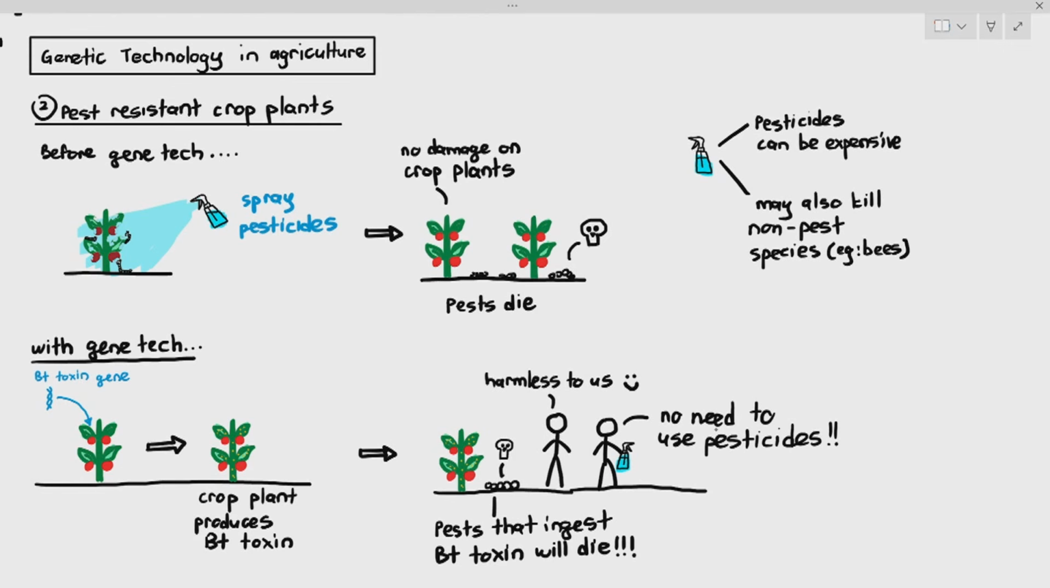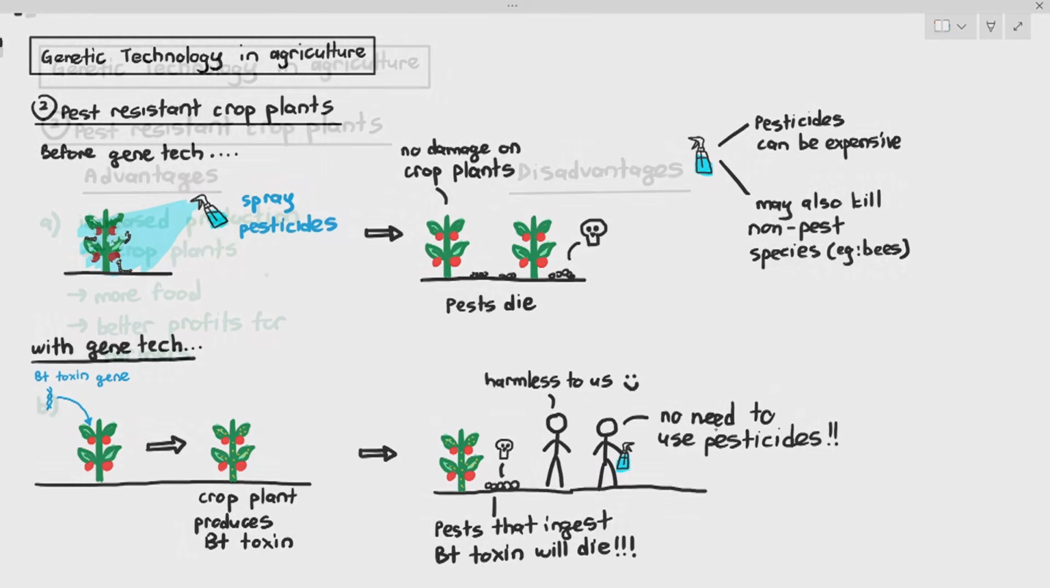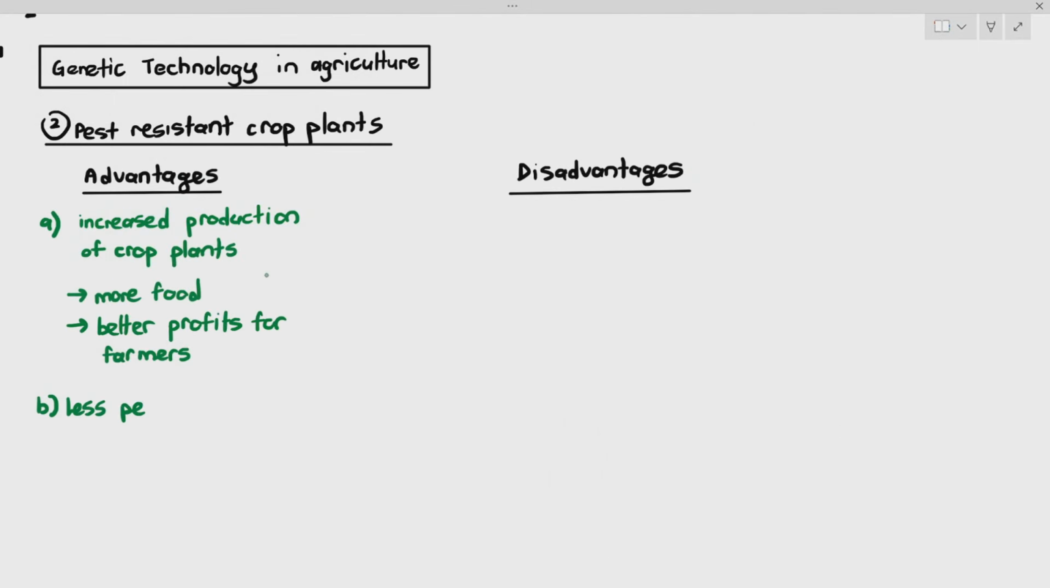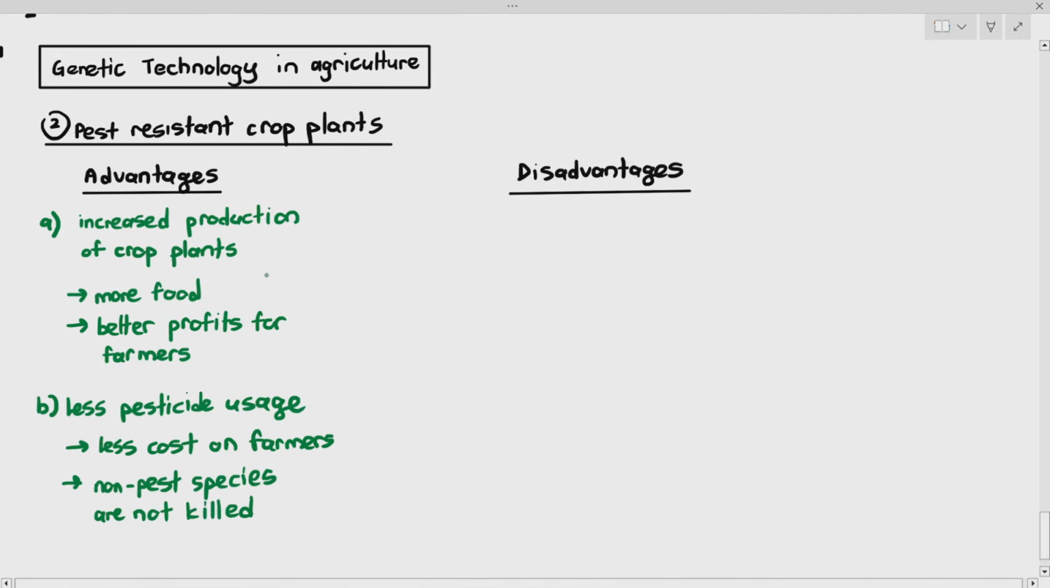So that's fantastic. So in this case, what's the advantage? The ethical side of this, it's increased production of crop plants. Same thing, more food for the people, better profits for the farmers because there's less damage. And also one of the advantages, there's less pesticide usage. So when you use less pesticides, you don't have to spray the chemicals anymore, right? Less cost on the farmer. And of course, one of the important things also is the non-pest species are usually not killed, so it will reduce damage on butterflies and bees, which are not technically damaging the plants. So that's good.